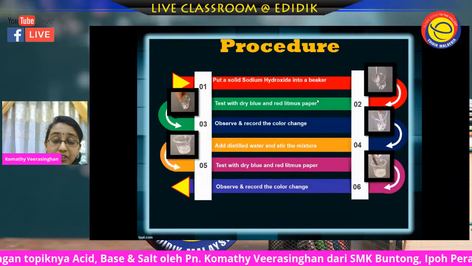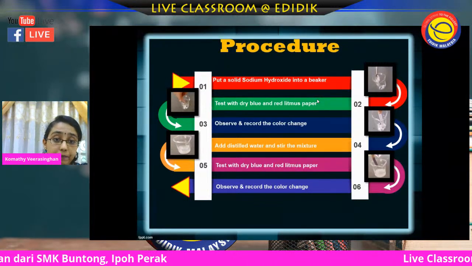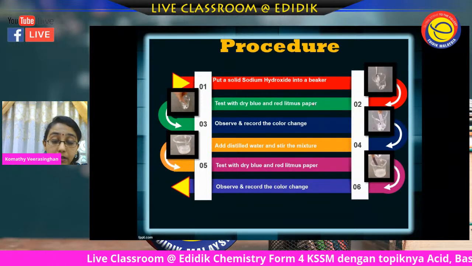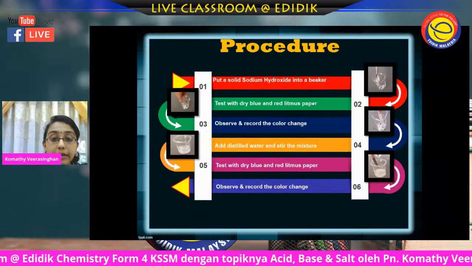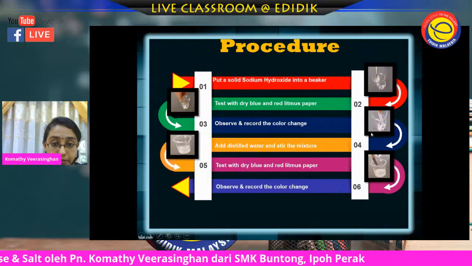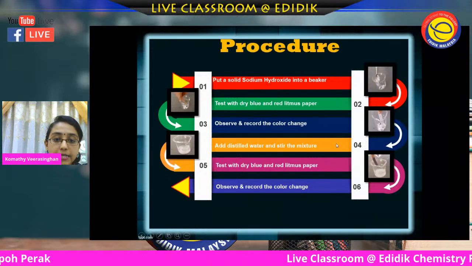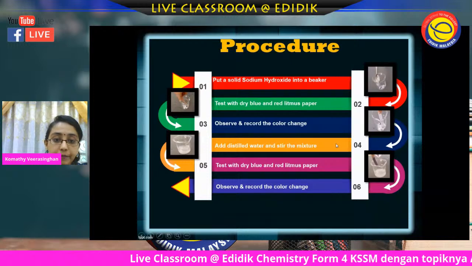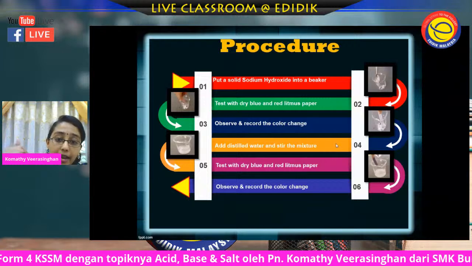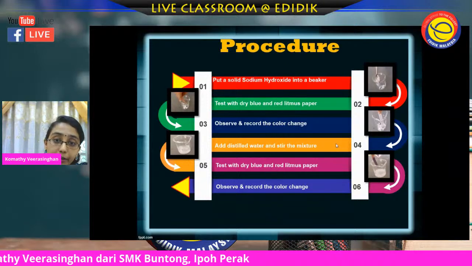You know why it must be dry? Because we want to study the role of water. So we don't use moist, we use dry. Make sure there's no water at all. Then you immerse the blue and red litmus paper, and observe and record what you observe. And then you add a little bit of water into it, stir it, and make it become a solution. Now you test it again with the dry blue and red litmus paper. Observe and record.